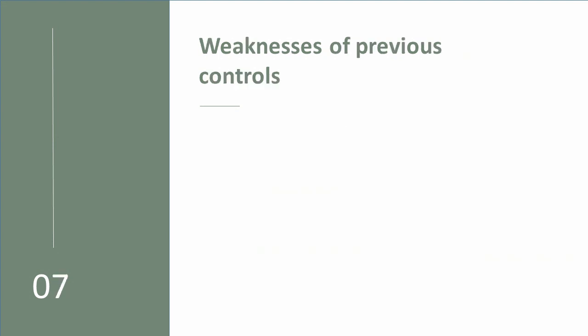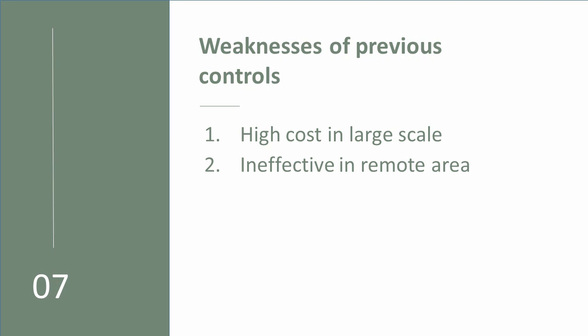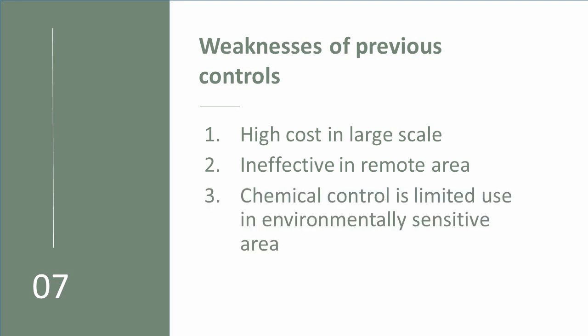The previous methods have some weaknesses. Manual and mechanical control require high resources, such as people and tools, and are not suitable for large scale and remote areas. Not only that, manual and mechanical control can spread the seed to other places. And we have chemical methods for controlling invasive plants. However, they have limited use in environmentally sensitive areas.